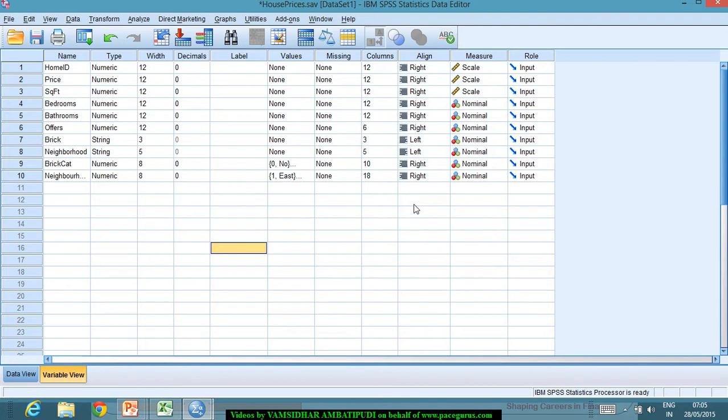Now when I am using the measure here, it is showing scale, because these are the ones that are on a continuous kind of scale. Whichever is continuous, I'll take it as scale data. Whereas when I look at bedrooms and bathrooms, they are just 1, 2, 3 kind of values. The higher it is, there is a pattern. So it's better that I treat this as ordinal data.